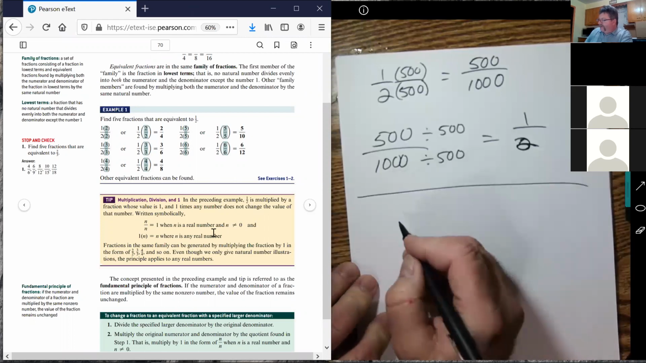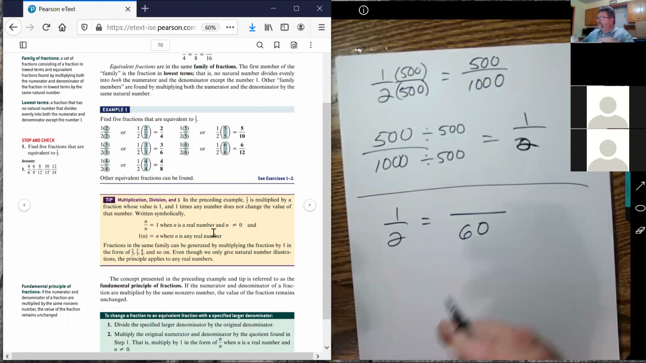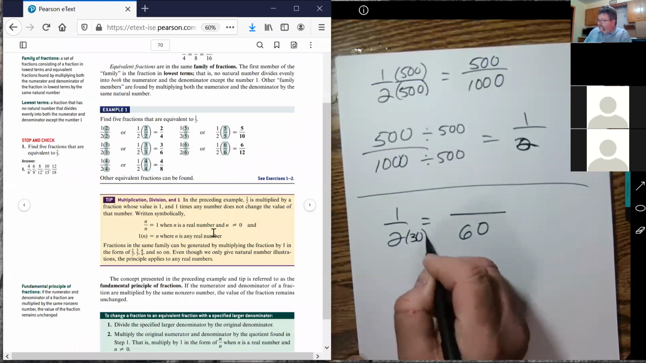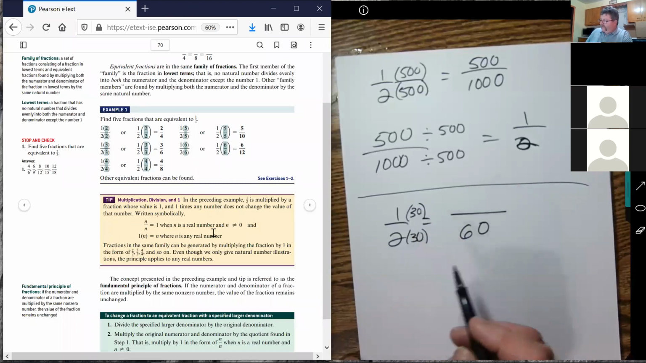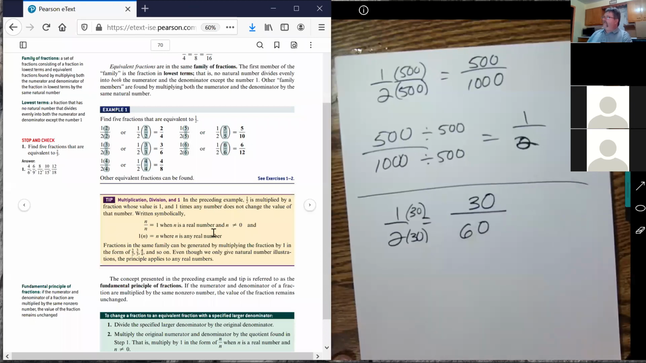I mean, if I want to take 1/2 and turn it into something with denominator 60, you got to stop and think, how would I turn that 2 into a 60? Multiply by 30, right? So I've decided now I'm going to multiply top and bottom by 30. Well, how did I decide? Because somebody gave me that 60. So that's the only way to do it. 2 times 30 is 60. 1 times 30 is 30.